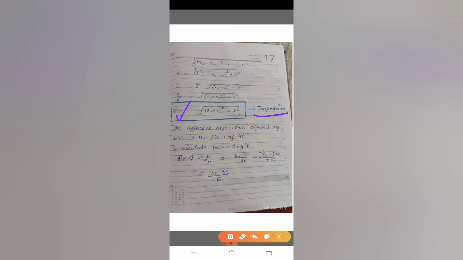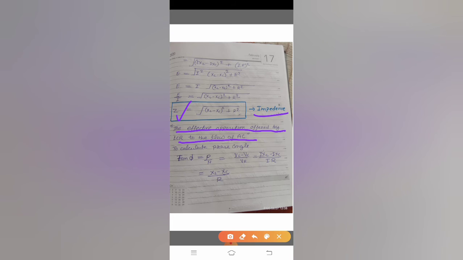Okay, so what is impedance? Sometimes they are asking define impedance. So impedance is the effective opposition offered by LCR to the flow of AC. Means effective opposition, the obstruction that the LCR circuit gives to AC, is called impedance. Students, once again I am repeating that the opposition which is offered by resistor is called resistance. Opposition offered by inductor we call it XL, inductive reactance, and what the capacitor offers is XC, capacitive reactance, and what the LCR circuit offers in the flow of AC is known as impedance, meaning Z.